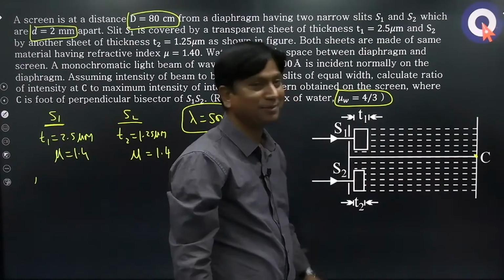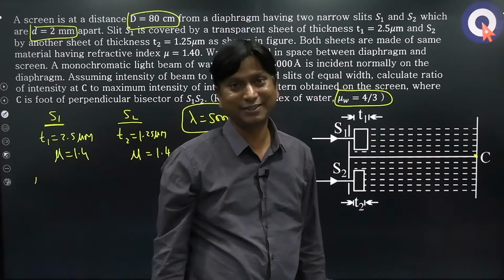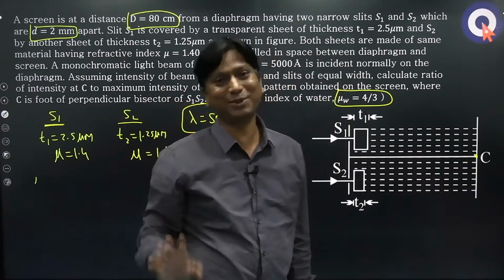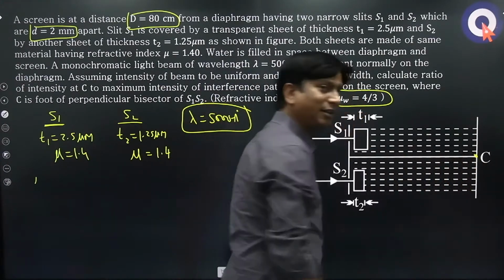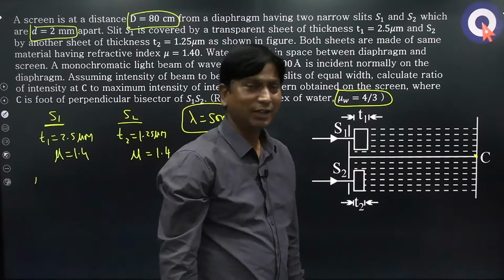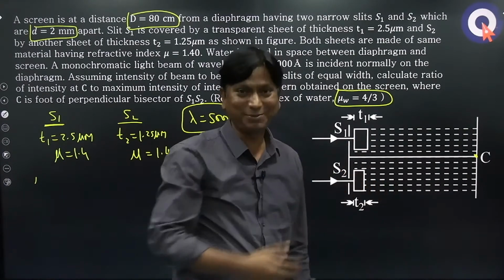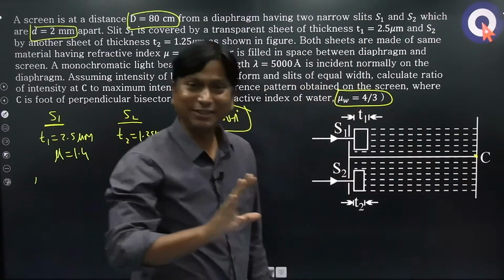But here glass slabs are there. But if you keep identical glass slabs with identical thickness, then also you will get the central maxima at point C, correct or not? Simple logic. How much time will this take? The same time this will take, right? This one also has the same amount of speed breaker, right or not? So both will reach here at the same time. That is clear or not?